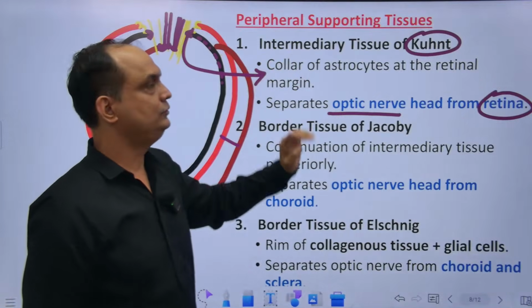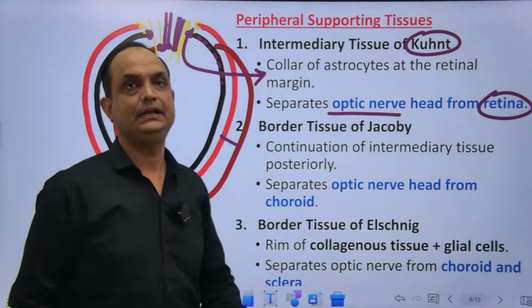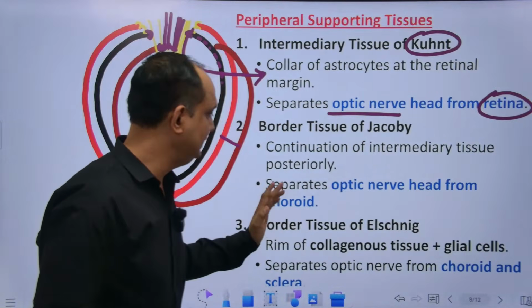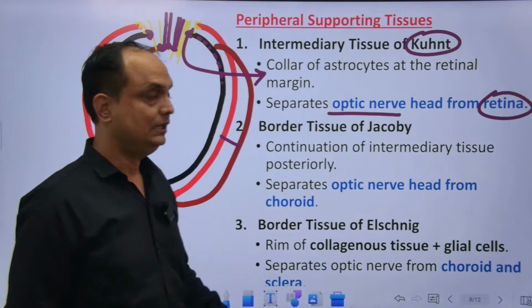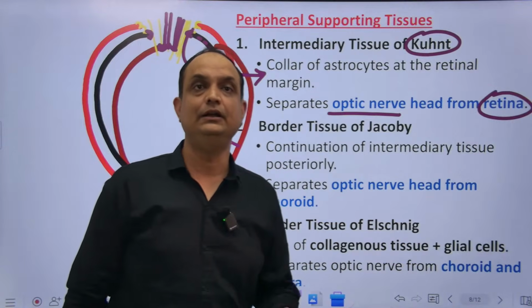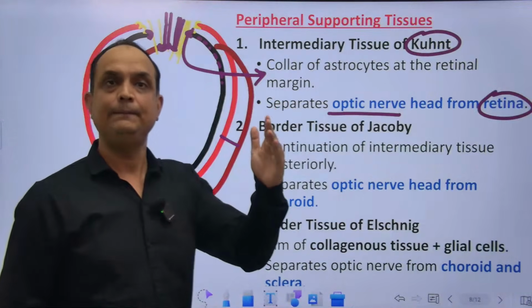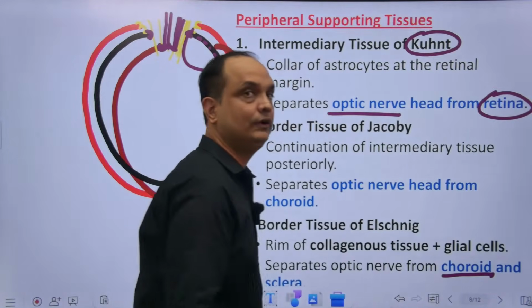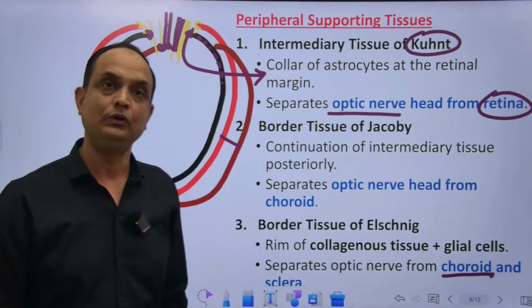What does the intermediary tissue of Kuhnt do? It separates the retina from the optic head. Now we'll move to the third layer, that is the border tissue of Elschnig. This border tissue of Elschnig separates the optic head and nerve from the sclera plus choroid. So there is one more add-on. It is not only separating from the sclera but also from the choroid.